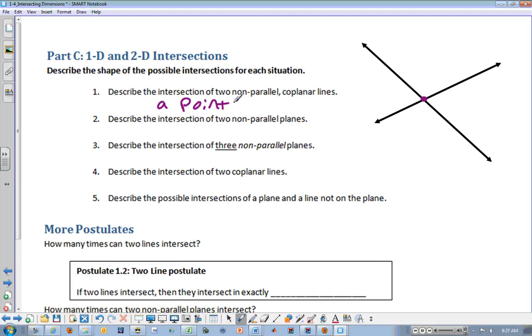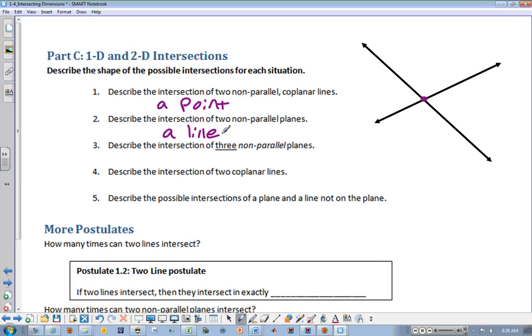Describe the intersection of two non-parallel planes. So we have two planes that intersect. If we've got two planes that intersect, like so, where will they touch? At exactly one point? No, on a line. So they touch right here, and they go on forever, remember, in all directions. So they touch on a line. Very good. So the intersection of two planes is a line.